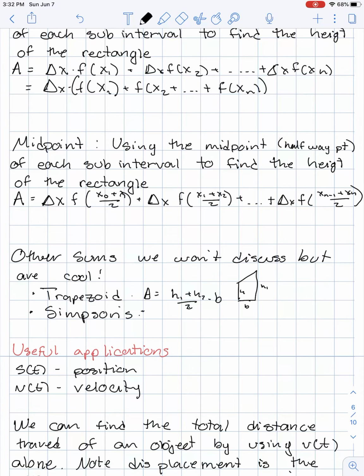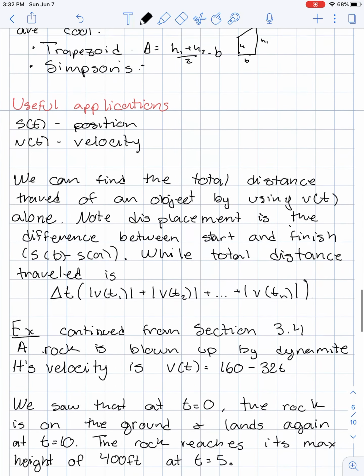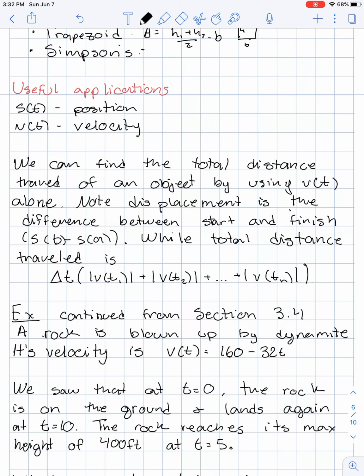So what's the point of finding the area under the curve? In derivatives, we went from position to velocity to acceleration. Well, now I can go the opposite way. I can find the total distance traveled of an object by using just velocity alone. Remember, velocity is going to be v of t, and position we called s of t. We talked about this, I believe, in section 3.4, if not earlier in chapter 3.